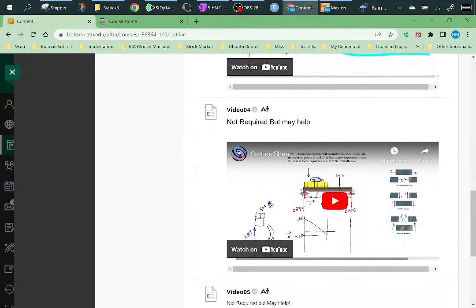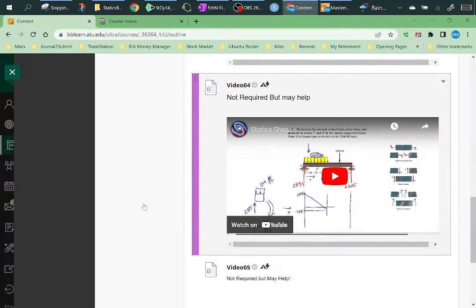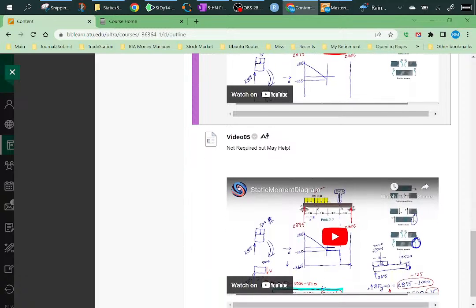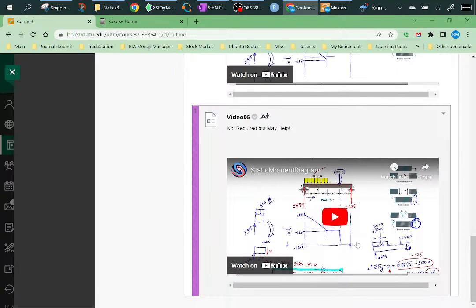So here is a lecture where I, not required but may help. This is how you find the V as a function and the moment as a function of X. So you can go through, you can see how you can map this out, make the whole thing, and then below that shear will be the moment diagram. And those are out there. I'm just making them available.